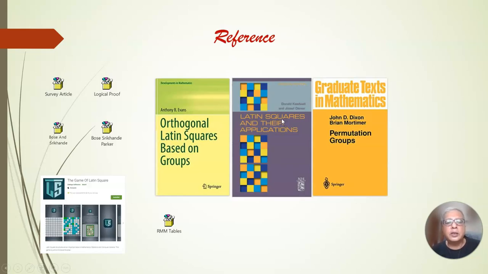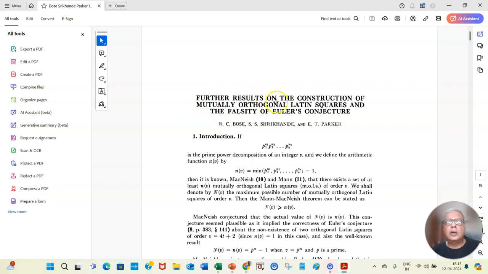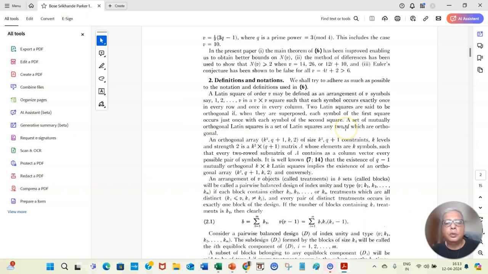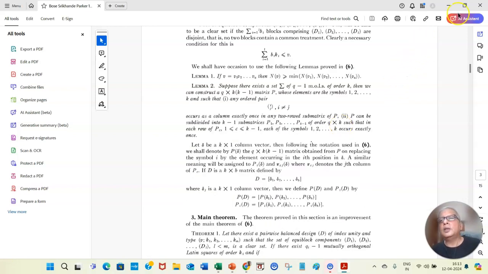Now here are some references. I have 3 books, one by Evans, one by Kidwell, and one on permutation groups by Dixon. Then there are several articles, and this is the Bose, Shrikhande and Parker paper, Further results on the construction of mutually orthogonal Latin squares and the falsity of Euler's conjecture. This is deep mathematics. I couldn't go through it. I'm just playing with it.